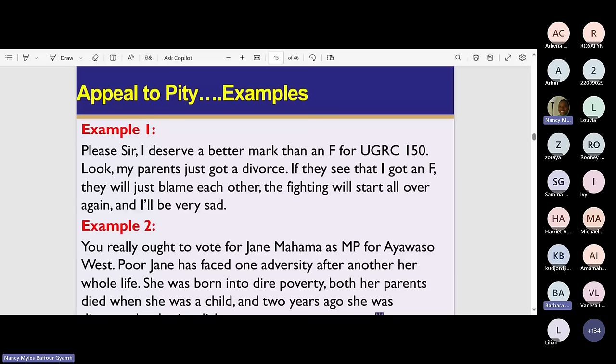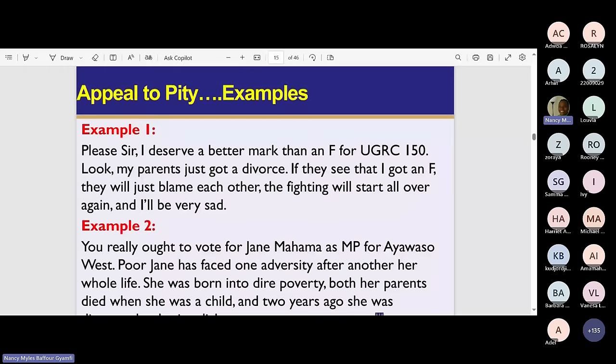I deserve a better grade. An F for UGRC 150? Look, my parents just got a divorce. If they see that I got an F, they will just blame each other. The fighting will start all over again, and I will be very sad.